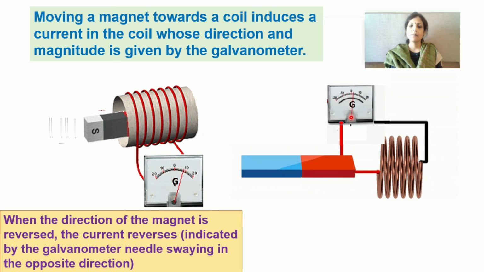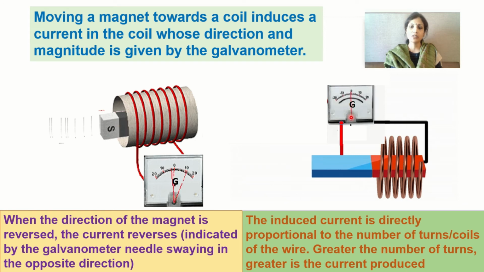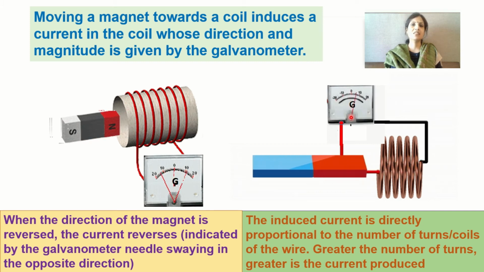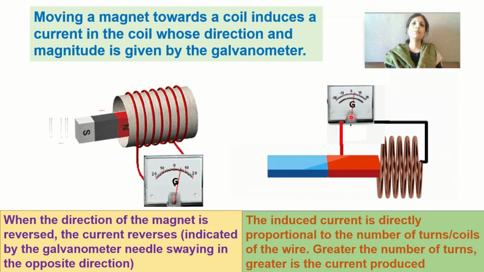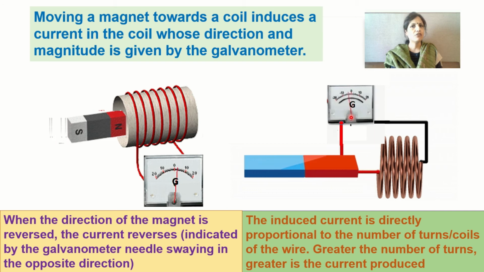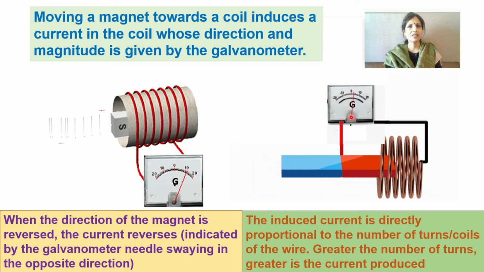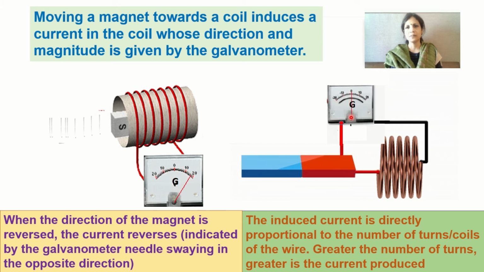We say that the induced current is directly proportional to the number of turns of the coil of wire. Greater the number of turns, greater is the current produced. So when the number of turns is less, the current produced is also less, and that is the reason the galvanometer is showing very little deflection as compared to the first case. In the first case, if you observe, it's a full deflection there, whereas in the second case it is hardly anything. So the number of turns is directly proportional to the current produced in the conductor.